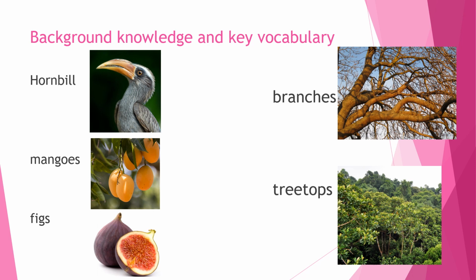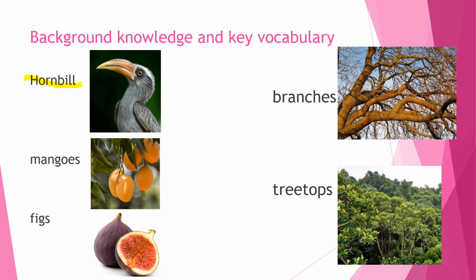So the first one we've got is the hornbill. The hornbills are a family of birds found in Africa or Asia. They have long, down-curved beaks, which are normally brightly coloured. Now, if anybody's seen the film The Lion King, the character Zazu is based on this type of bird.